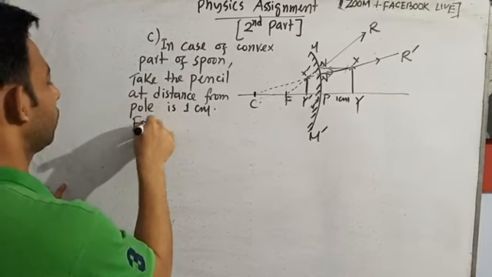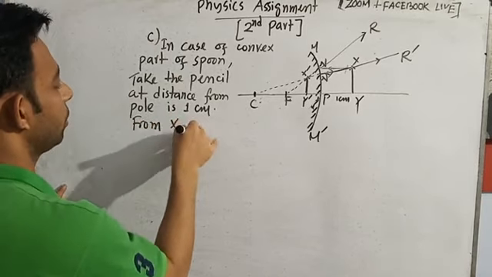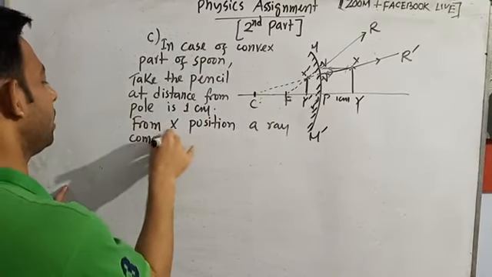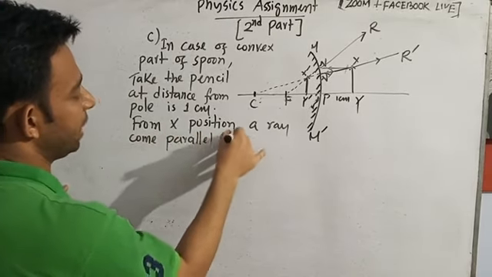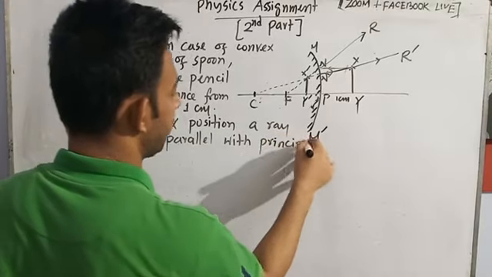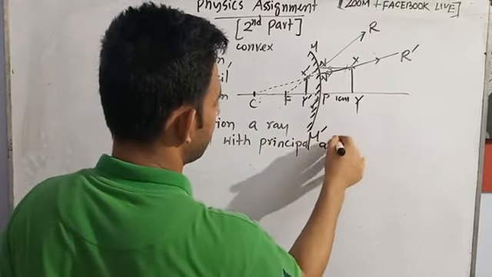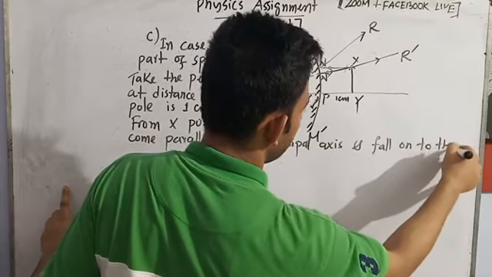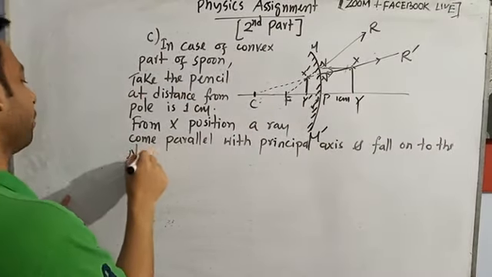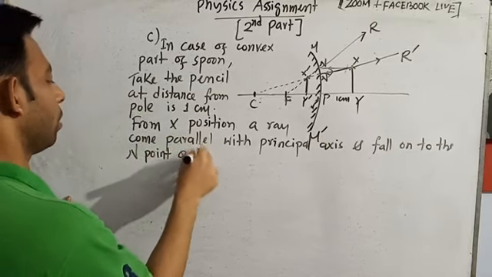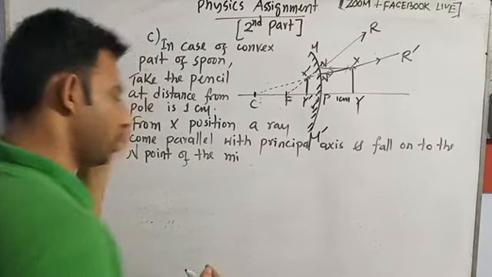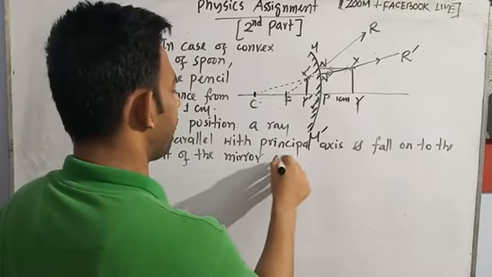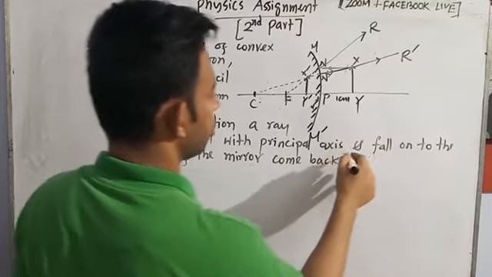Okay, 1 centimeter. So from X position, a ray comes parallel to the principal axis and falls onto the end point of the mirror, or the convex part of the spoon, you can write similarly, falls onto the end point of the mirror and comes back in the inner direction.